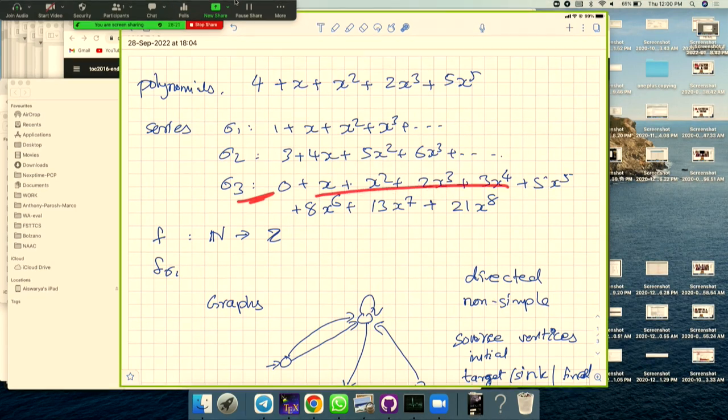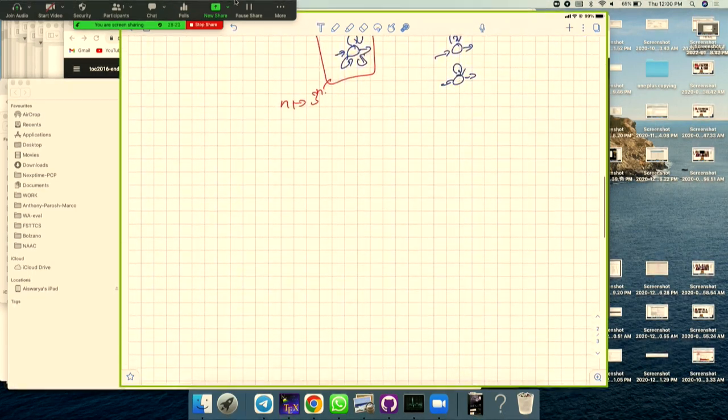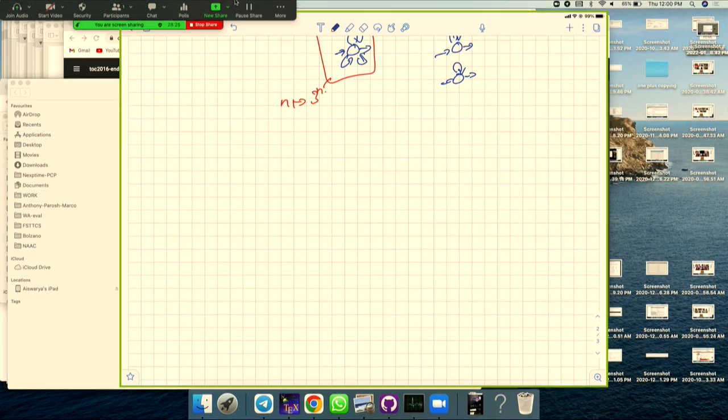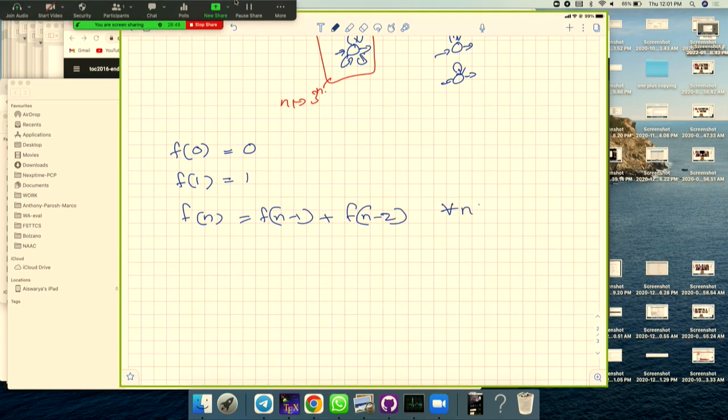Now let us look at this Fibonacci. So, f of 0 is 0, f of 1 is 1, and in general, f of n is f of n minus 1 plus f of n minus 2. So, can you give a graph to realize this function?